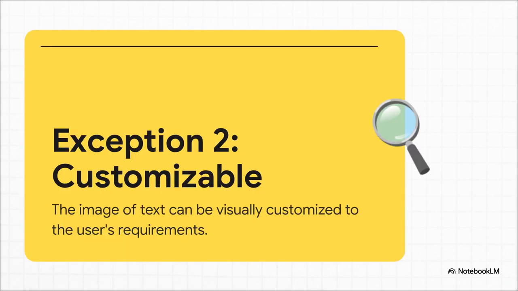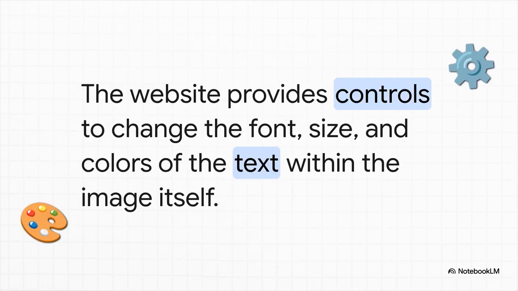The second exception is a little more technical, but it's pretty interesting. An image of text is allowed if the image itself can be customized by the user. So what does that actually mean? It means your website would need to have its own special controls, buttons or sliders that let a user change the size, the font, and the colors of the text inside the image, right there on the page. You don't see it very often, but hey, it's a valid way to meet the requirement.